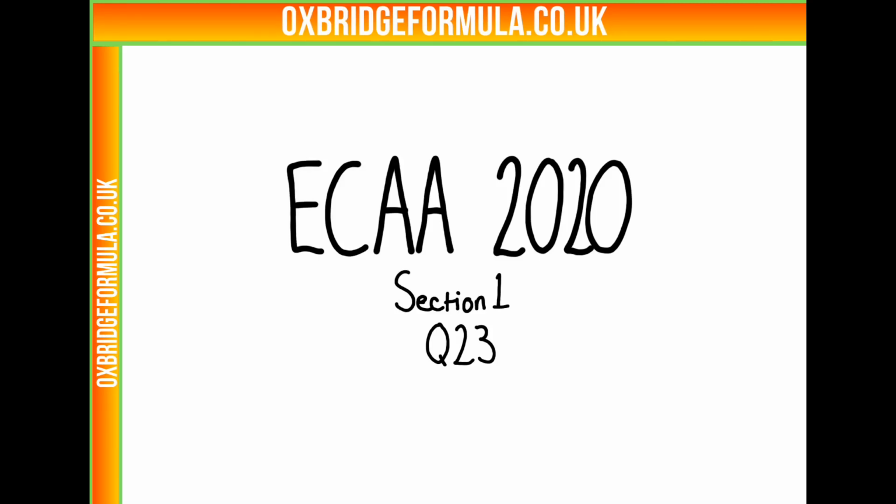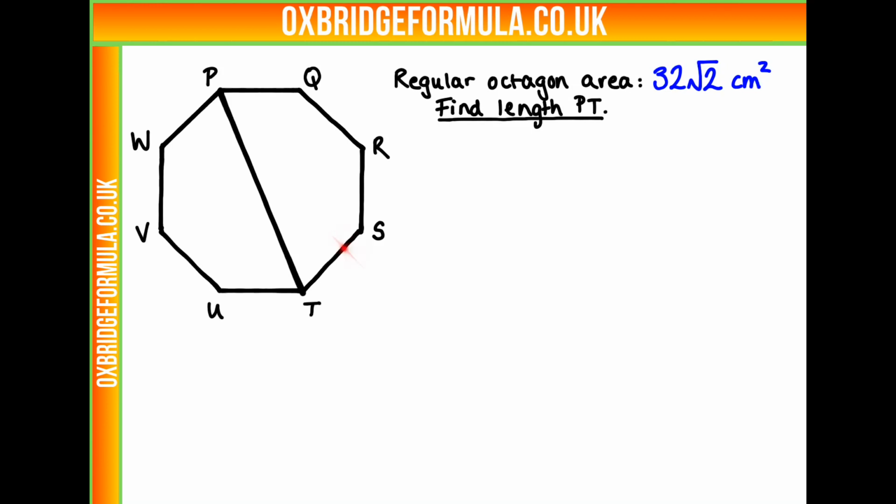In this video, we're looking at ECAA 2020, Section 1, Question 23. This question gives us a regular octagon that has the area of 32 root 2 centimetres squared, and we are told to find the length PT, so this line across our octagon.